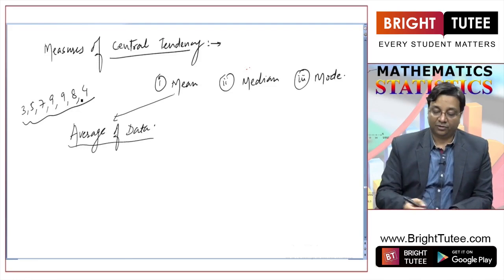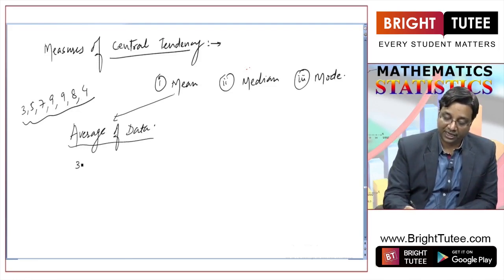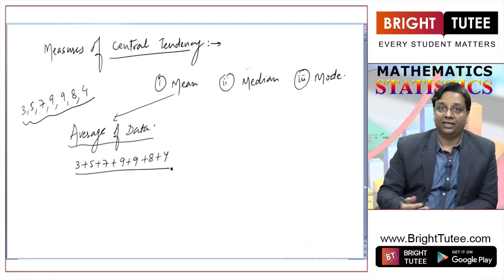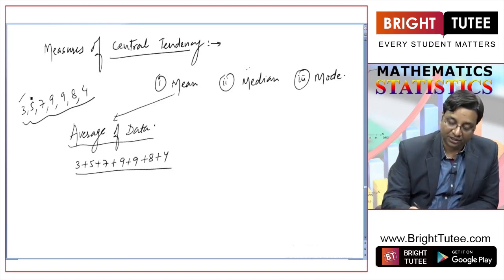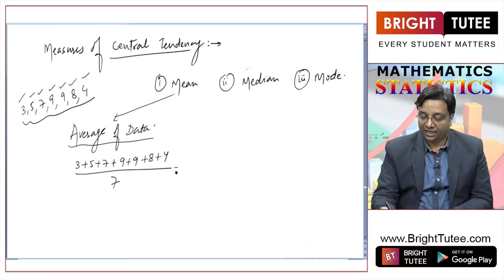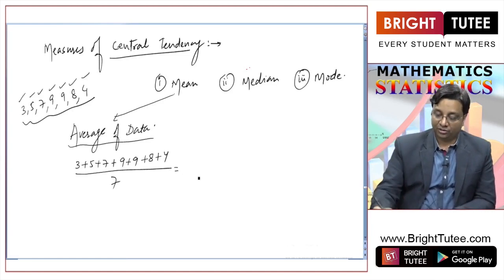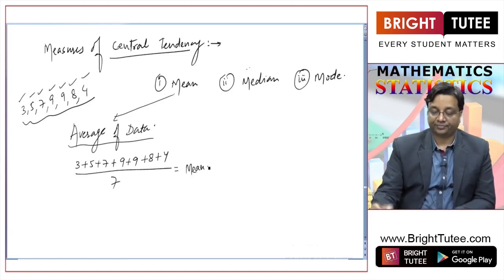If I want to find their average, what I'll do is I'll add these numbers: 3 plus 5 plus 7 plus 9 plus 9 plus 8 plus 4, and then divide it by the number of these numbers, which is 1, 2, 3, 4, 5, 6, 7. So I'll divide it by 7, and this will give me the average or mean of this data.